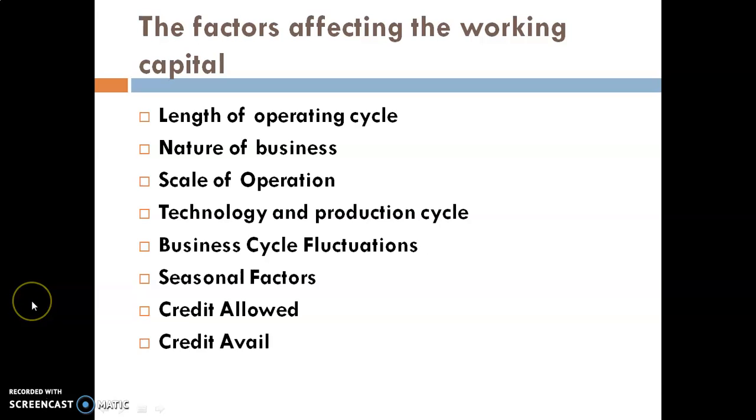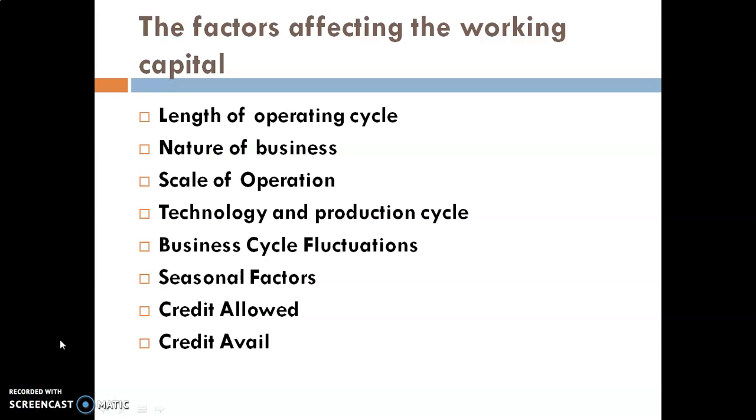The next point is business cycle fluctuations. Working capital requirement is also affected by the different phases of the business cycle. A higher amount of working capital is required in case of boom, when both production and sales are higher, and during the phase of depression the requirement for working capital is low due to lower sales and production. So business cycle fluctuations also decide the requirement for working capital.